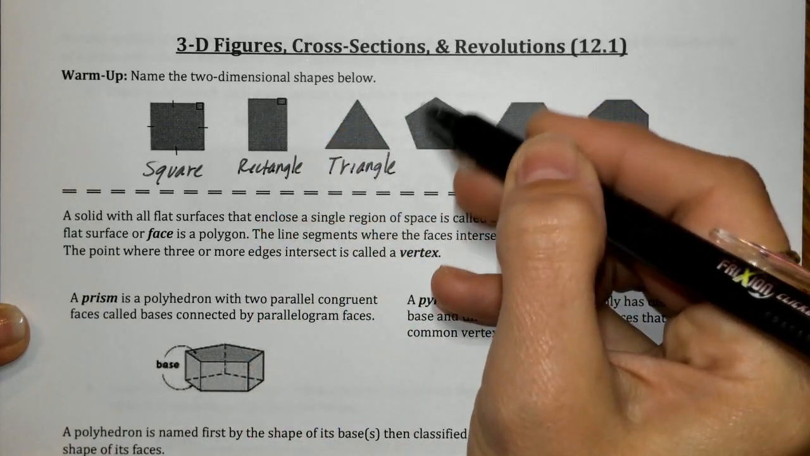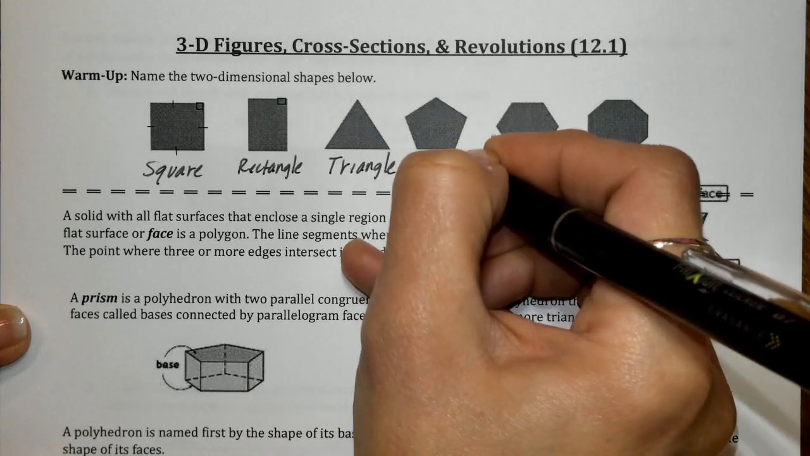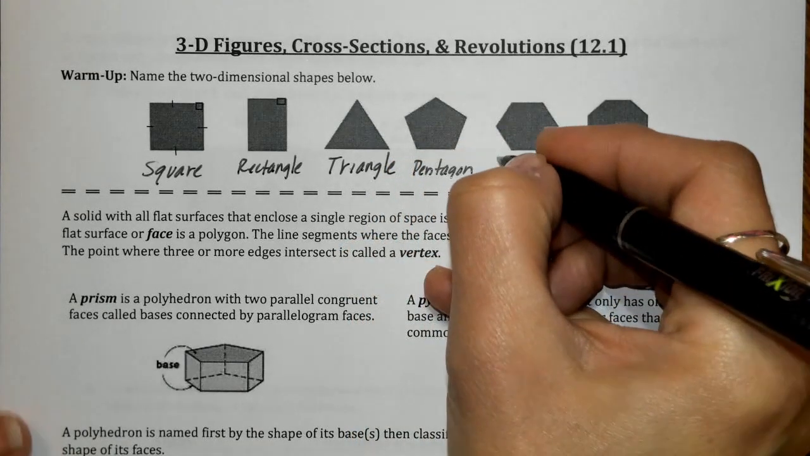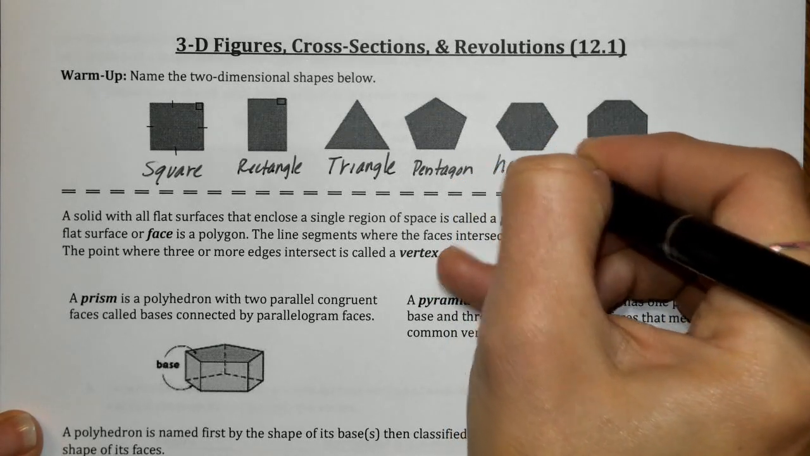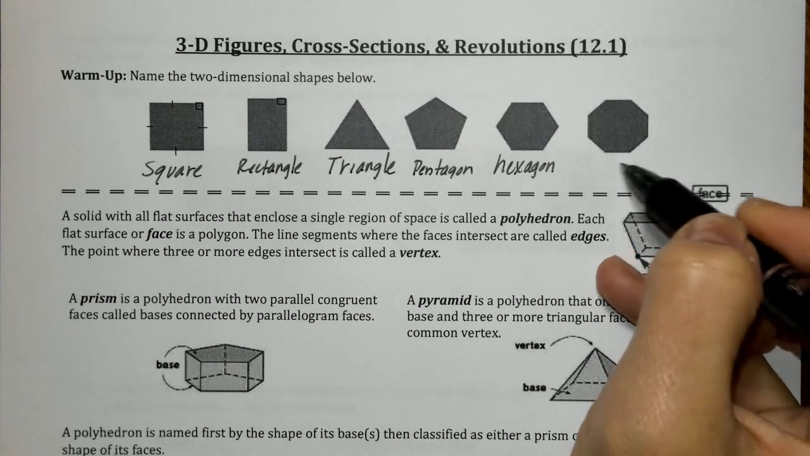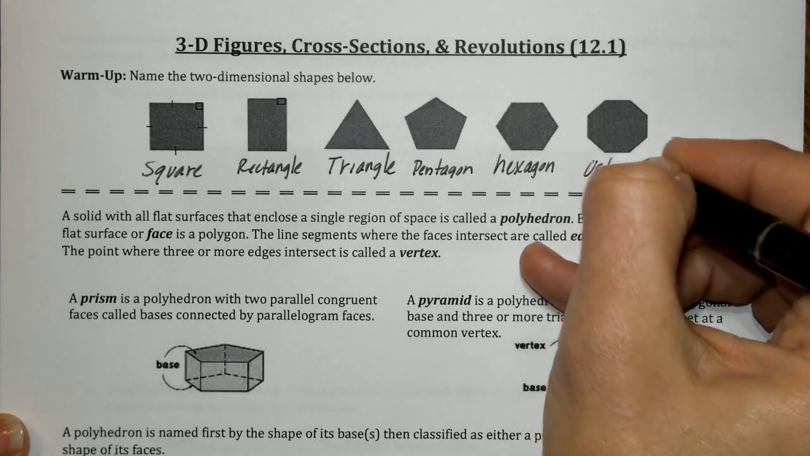Next, we have 5 sides. 5 is a pentagon. We then have 6 sides, hexagon. Hexagon has an X in it, so does 6. And then lastly, we have 8 sides, which I think most of us do know and remember. This is an octagon.